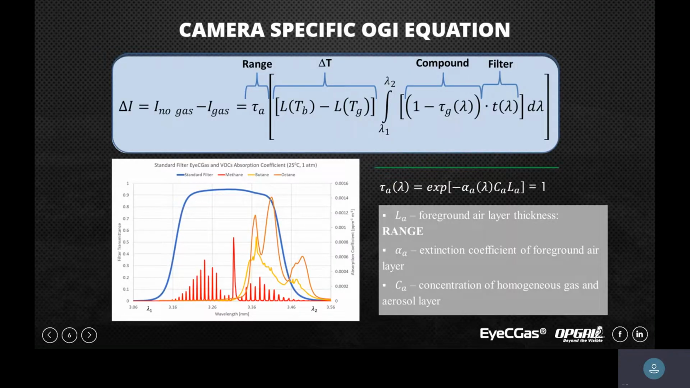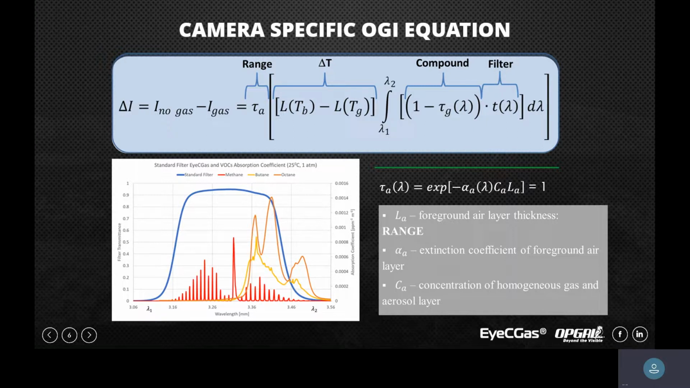So if you look at the fully developed equation, this is a contrast of the radiance when you have no gas and the radiance with the gas. This is the contrast that I talked about. It will be equal to this. And right now we are not talking about it as a function of lambda. We are looking at the whole band together.